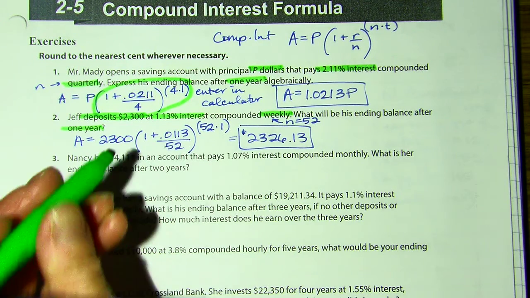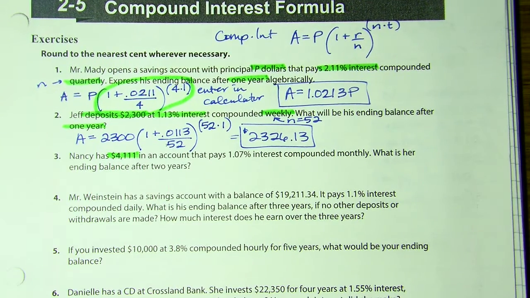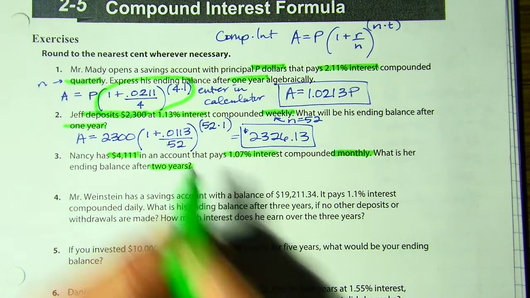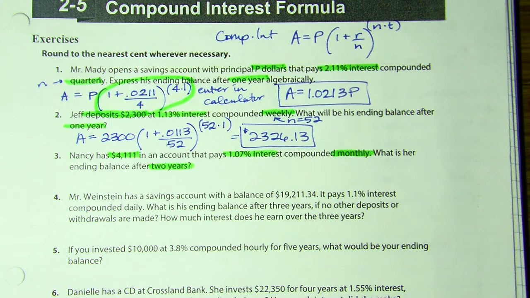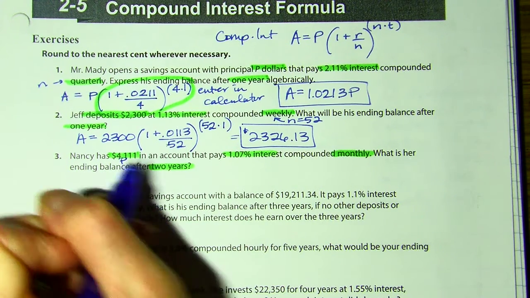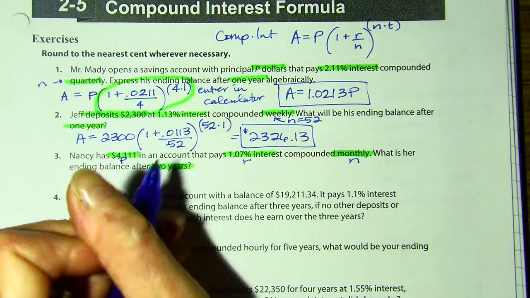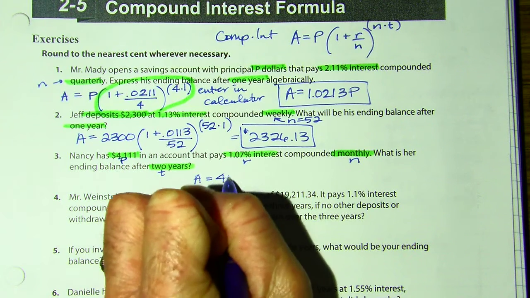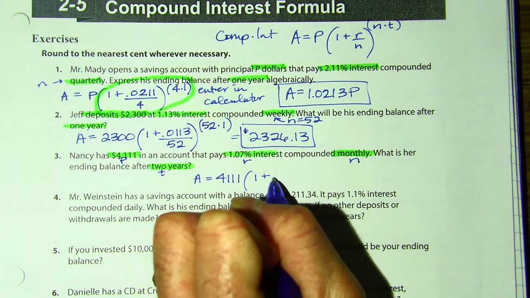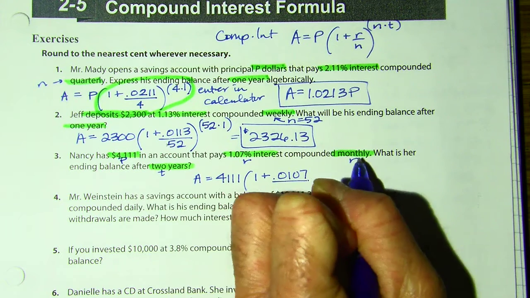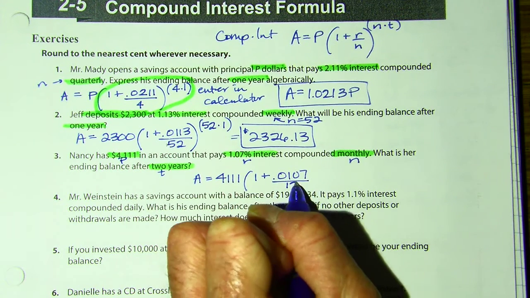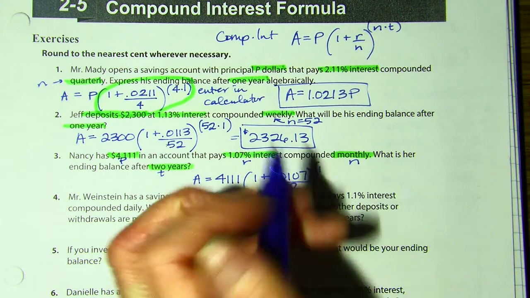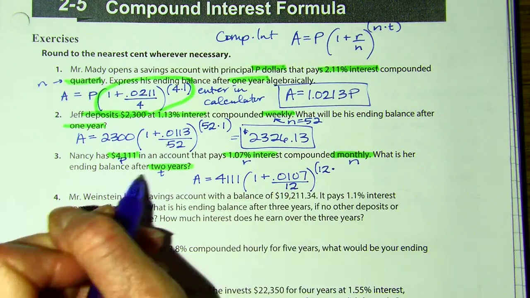Next one. Nancy has 4,111. Here's her interest rate, compounded monthly. What's her balance after 2 years? So that's all the things that are important, right? This is P, this is R, this is N, this is T. So A equals P times 1 plus our rate divided by N, which in this case monthly, so there's 12 months in a year, to the, I have 12 times the number of years, which is 2.